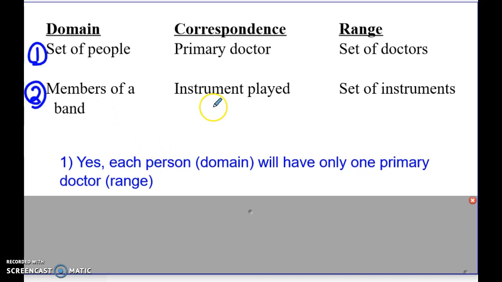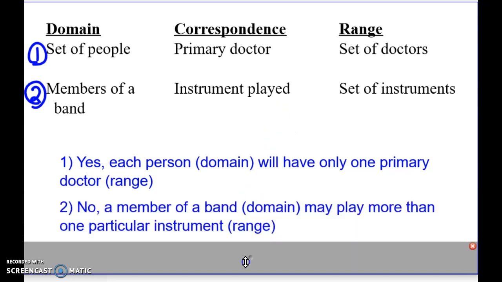What about members of a band and the sets of instruments? If the correspondence is the instrument that they play. Well, those of you who are more musically inclined probably realize that a lot of people who do play instruments play more than one. So in this case, no, a member of a band in the domain could certainly play more than one particular instrument, which is the range element. So that would not necessarily be a function, probably not.